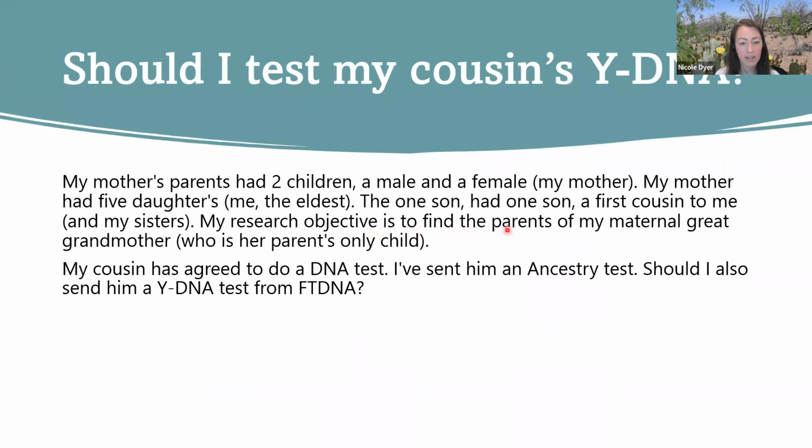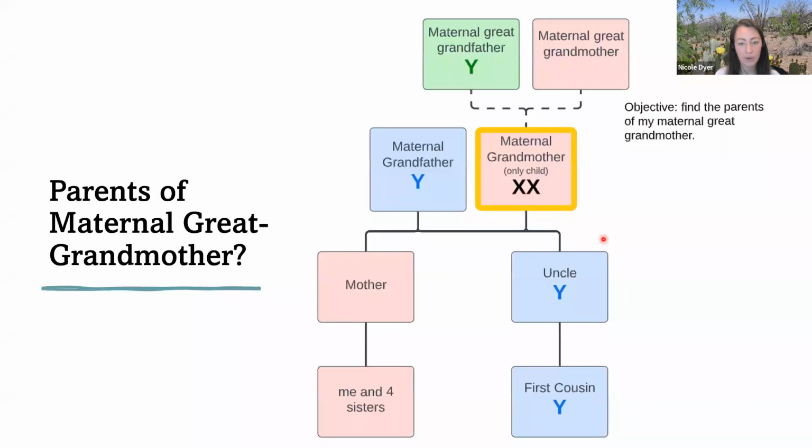my research objective is to find the parents of my maternal great grandmother, who is her parents' only child. So here we have the maternal grandmother, and the objective is to figure out who are these parents of the maternal grandmother. So now, is the Y DNA of the first cousin going to be relevant to that objective? As you can see, the first cousin inherited his Y chromosome from his father, which is the testator's uncle, and the uncle inherited his Y chromosome from his father, the maternal grandfather.